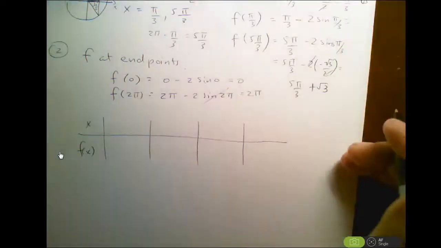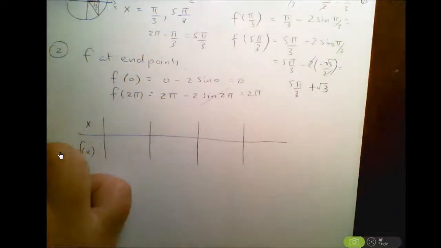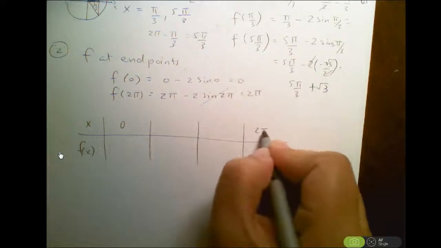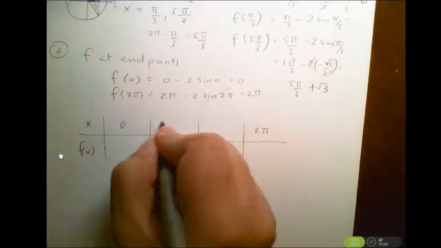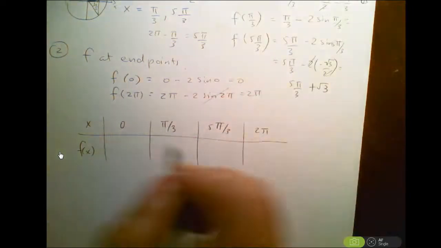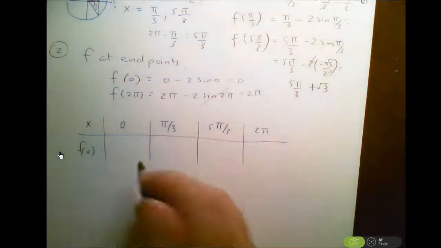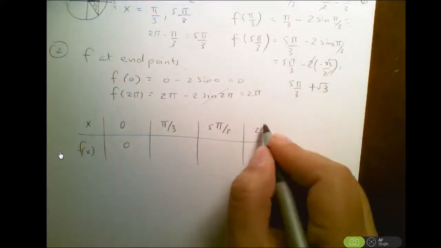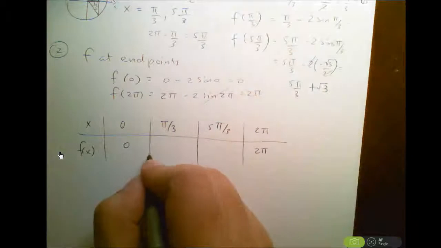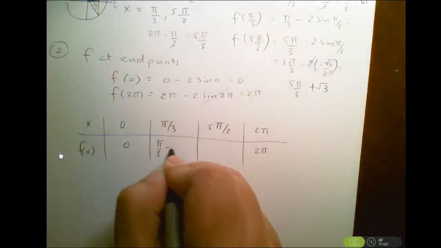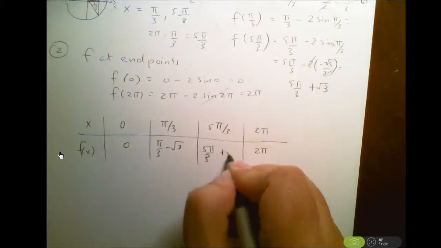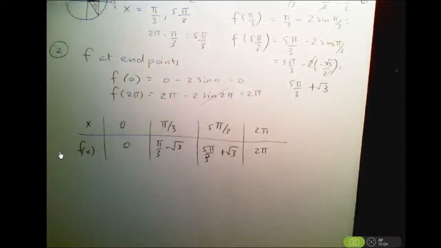Okay, so let me put my results on a table because that's the way that it helps me visualize this. So the endpoints are 0 and 2 pi, and the other two values that I have in between are pi over 3 and 5 pi over 3. I just want to put them in order because if I were to graph this, at least I know that they are in order. So f of 0 was 0, f of 2 pi was 2 pi, and f of pi over 3 is pi over 3 minus root 3, and the other one was 5 pi over 3 plus root 3.